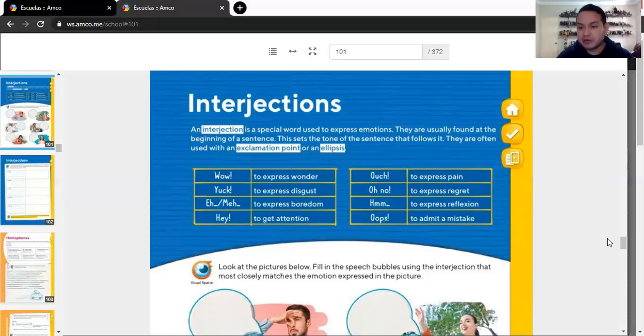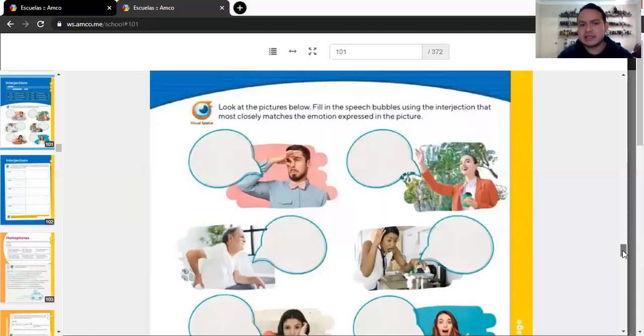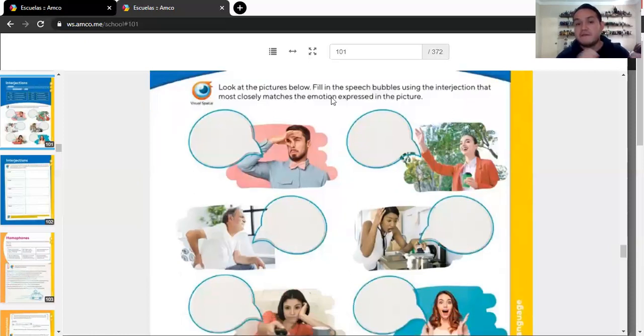So down here, what are the activities? Language. The pages that we have to do today are page 77 and page 78. I'm sorry, I'm checking the pages. I have the activities, so yeah. I just want to make sure those are the pages, page 77 and page 78. So the activity says, look at the pictures below. Fill in the speech bubbles using the interjection that most closely matches the emotion expressed in the picture. You have to look at the image and then write just the interjection.